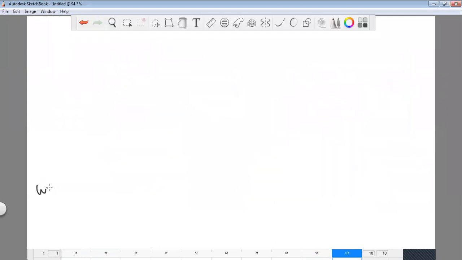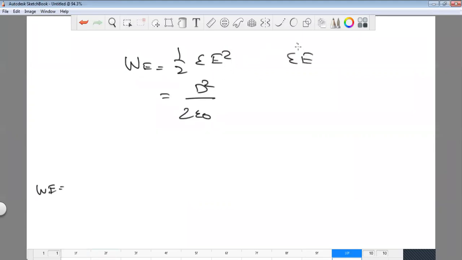So what is the equation he wrote? W_e equal to 1 by 2 epsilon into E square. The same equation is written as D square by 2 epsilon naught. So generally, how can D square be obtained? When epsilon E square, that is epsilon E whole square, then you can get the D square. So there is only one epsilon, so you have to divide it with another epsilon.